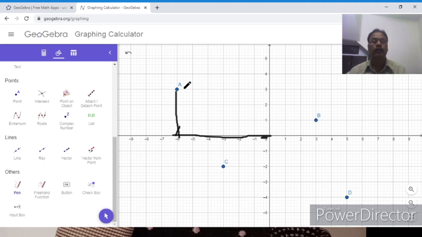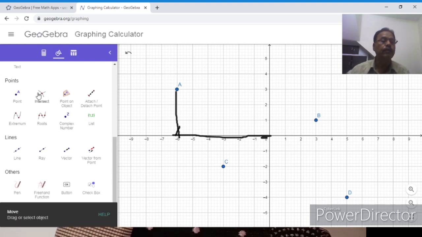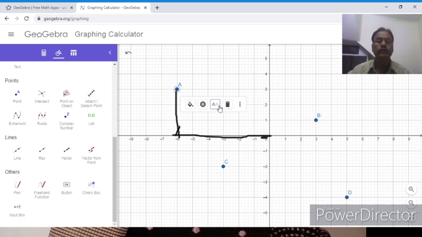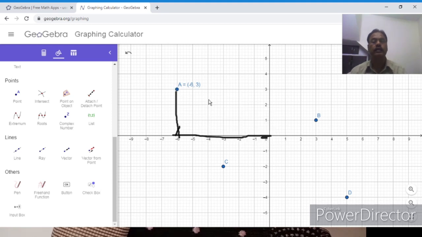So what will be the coordinate of point A? Let us see. Coordinate of point A. Yes. So the coordinate of point A will be minus 6, 3. We have moved minus 6 on the x-axis and 3 on the y-axis.